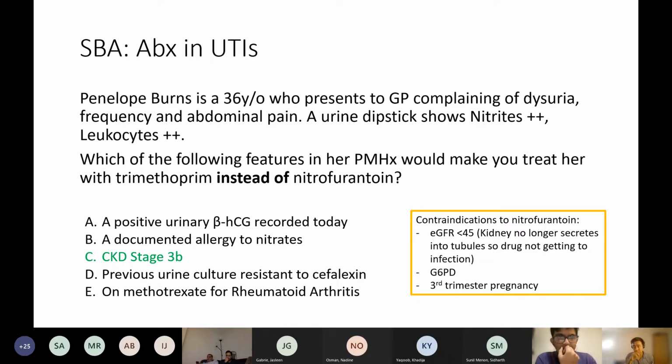These are the contraindications to nitrofurantoin. So I said if the eGFR is less than 45, and that's because you need the kidney to be functioning to actually excrete nitrofurantoin into the tubules for it to get to the bladder and to the urethra where it actually acts. So you need it for that reason. G6PD deficiency, so if someone is known to have G6PD deficiency, and then also if they're in the 3rd trimester of pregnancy, well, we don't know their G6PD status. I should clarify that's G6PD deficiency. I will change that on the slides in a second.